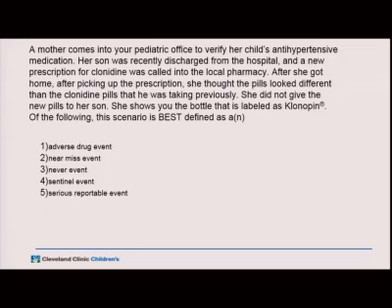Next question, a mother comes into your pediatric office to verify her child's antihypertensive medication. Her son was recently discharged from the hospital, and a new prescription for clonidine was called into the local pharmacy. After she got home, after picking up the prescription, she thought the pills looked different than the clonidine pills that he was taking previously. She did not give the new pills to her son. She shows you the bottle that is labeled as Clonopin. Of the following, this scenario is best identified as an adverse drug event, near miss event, never event, Sentinel event, or a serious reportable event.